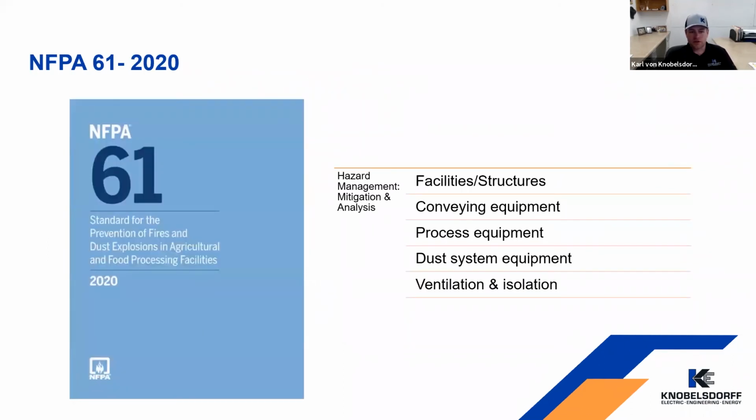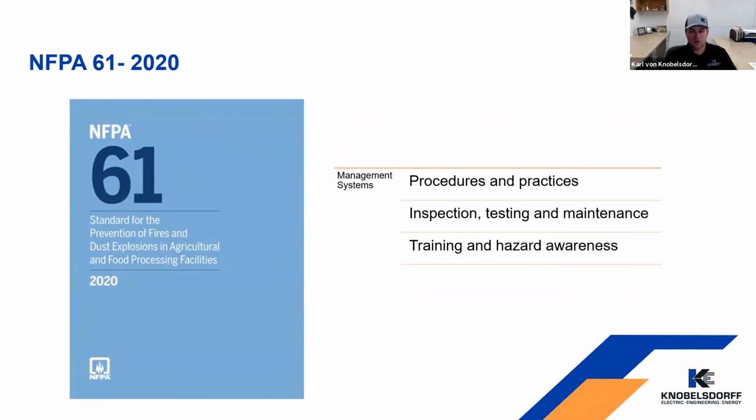Some of the codes that they're using are NFPA 61, which is the standard for prevention of fires and dust explosions in agriculture and food processing facilities. So they're looking at the facility and structure, the conveying equipment, process equipment, dust system equipment, and ventilation and isolation. They also go into procedures and practices inside the facility, inspection and testing and maintenance, and then training and hazard awareness of the operations of the facility.